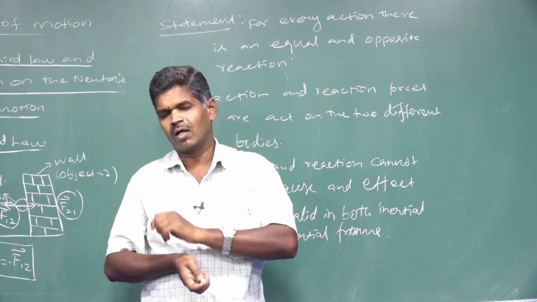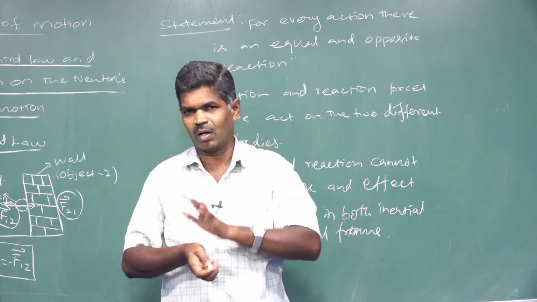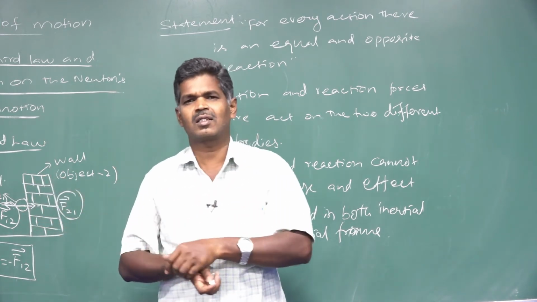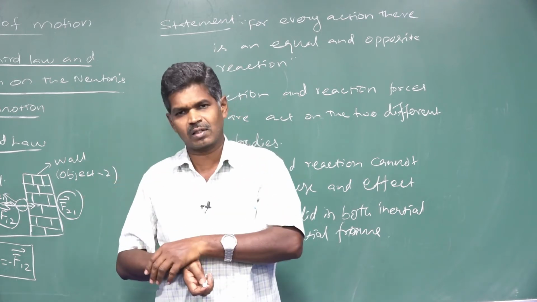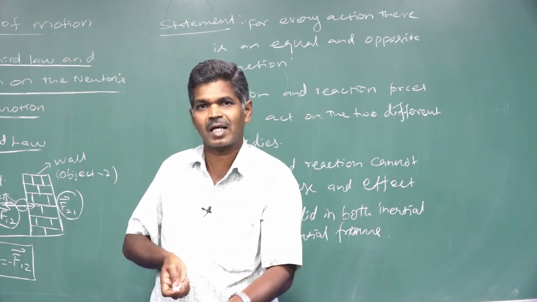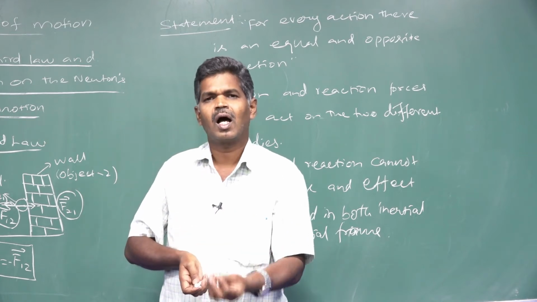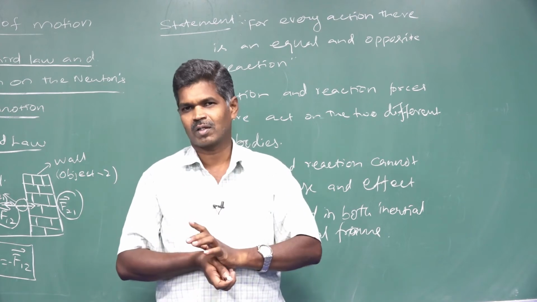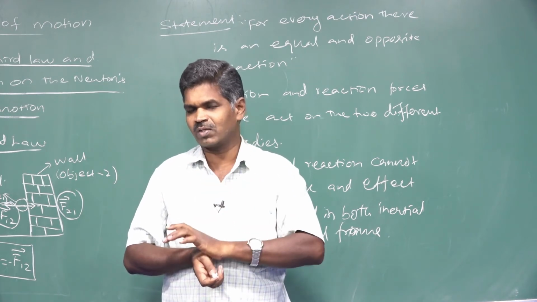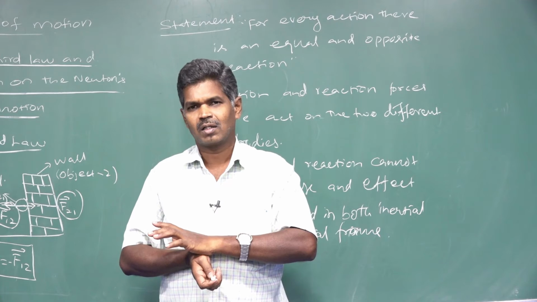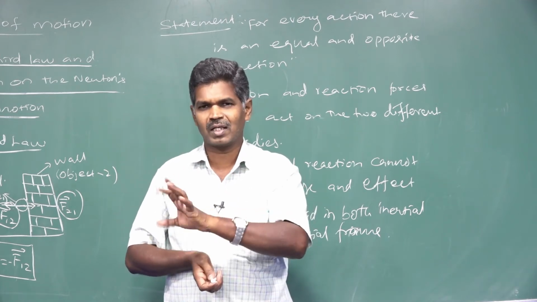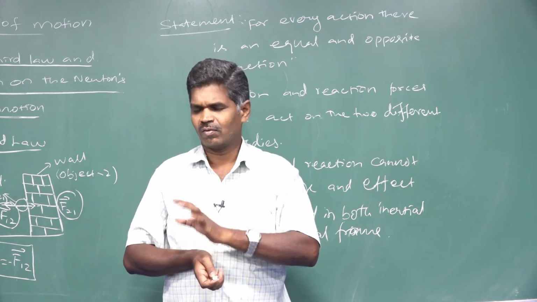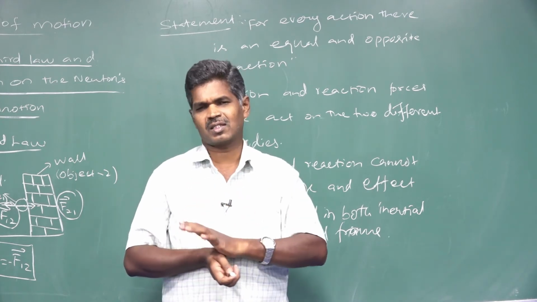If any object rests on a table, there we have two forces acting. One is the weight of the book acting on the table in the downward direction. At the same time, the table exerts a force on the book in the upward direction. If the two are equal, then only the book is at rest. Without the net force becoming zero, the book will not rest on the table. That is very clear. There also we can apply Newton's third law.